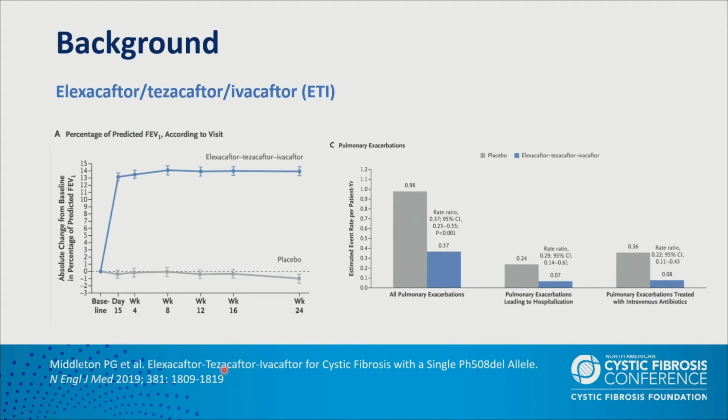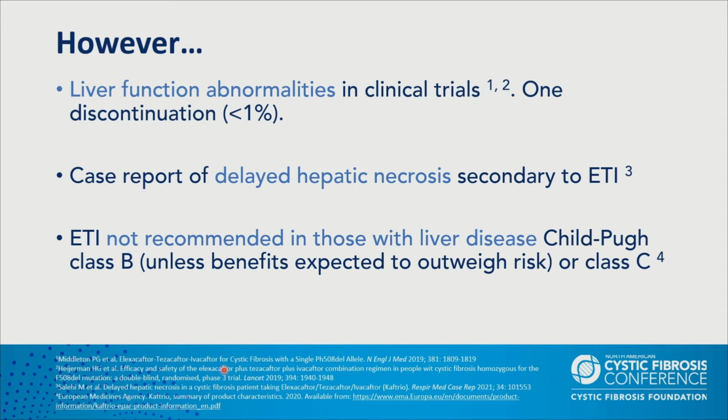So the context is the licensing and widespread clinical use of ETI, which has led to substantial benefits in pulmonary status for a majority of people with CF. However, questions remain about the effects of ETI in other organ systems, especially the liver, as raised transaminases were noted in clinical trials with some discontinuations. And apologies, I think that should actually be 2 discontinuations if we include the F-gating clinical trials. As well as that, there have been case reports of hepatic necrosis secondary to ETI.